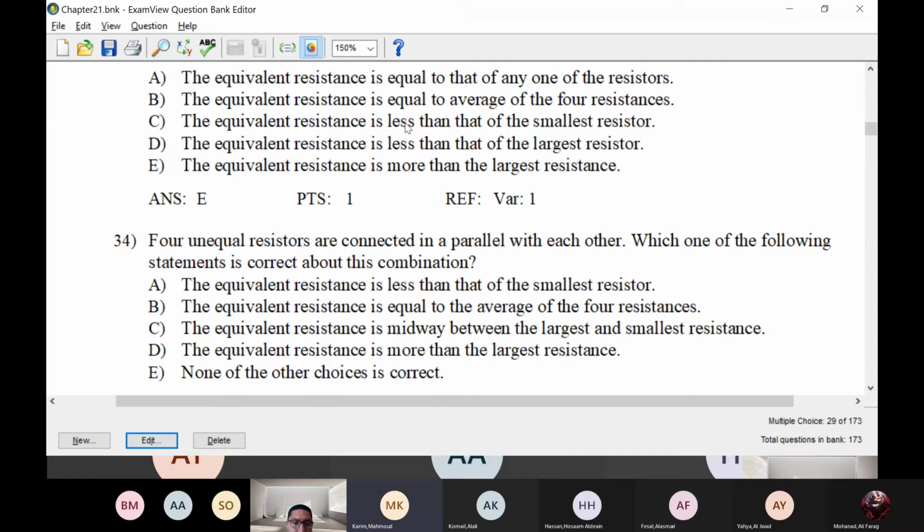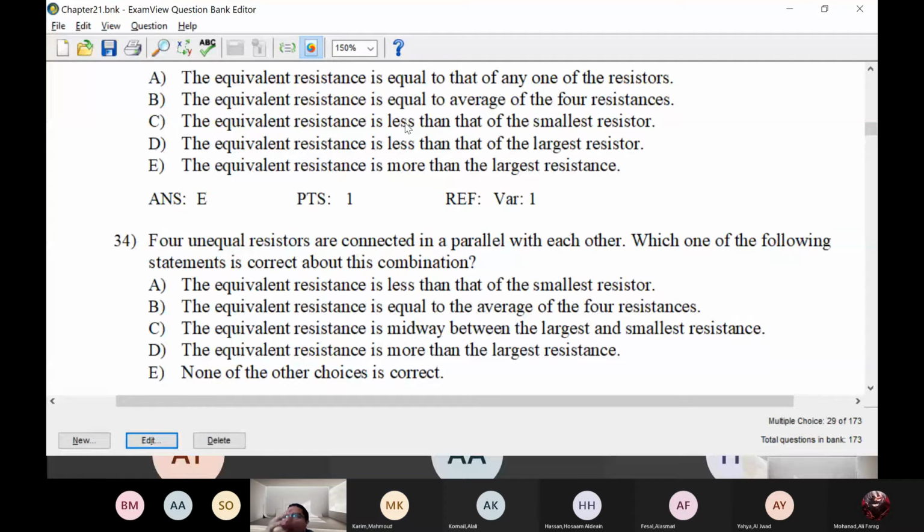So what's the right answer? You can read all of them out loud so we can hear you. A: The equivalent resistance is less than that of the smallest resistor. B: The equivalent resistance is equal to the average of the 4 resistances, which was my answer. C: The equivalent resistance is midway between the largest and smallest resistance. D: The equivalent resistance is more than the largest resistance. E: None of the other choices is correct.